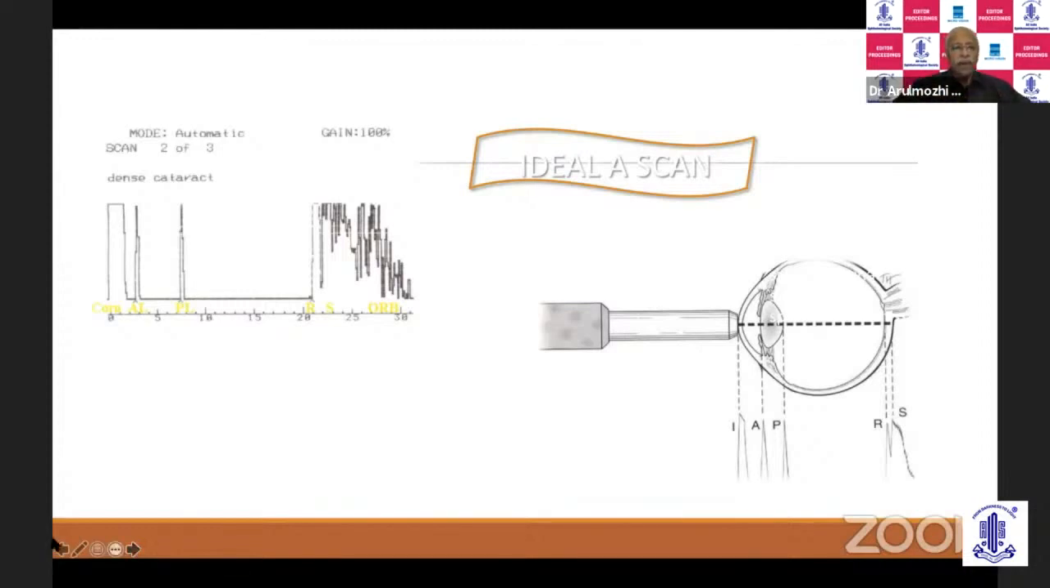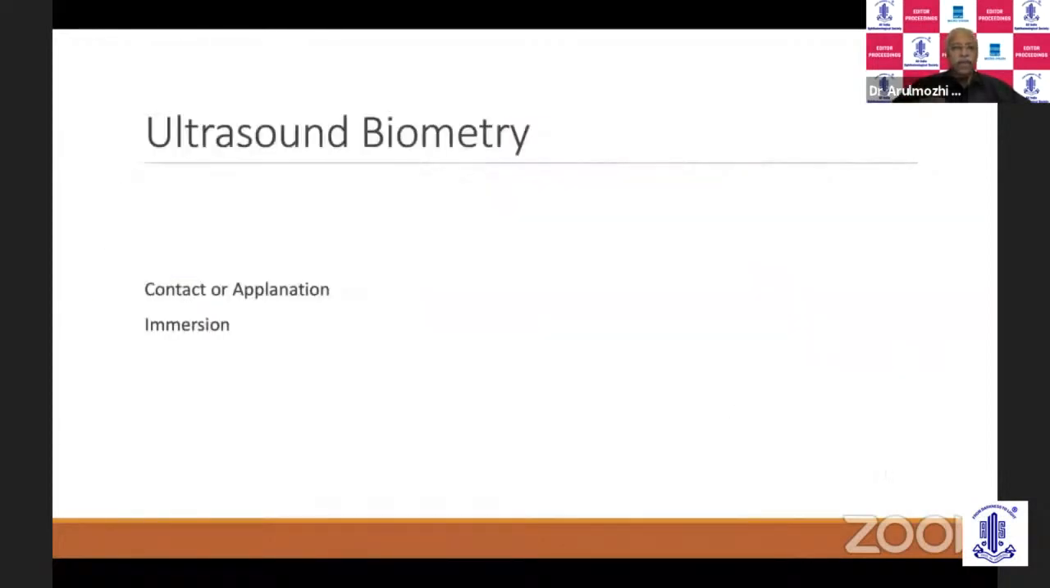What is very important is that you should look at the quality. The size of the spike should be at least 60% of the total height, and they should be of almost even height. We should not have unevenness, which tells you that the probe is probably not placed perfectly perpendicular to the ocular tissues. It also tells you the reflectivity is not too good. So look for an ideal scan every time you do the scan.